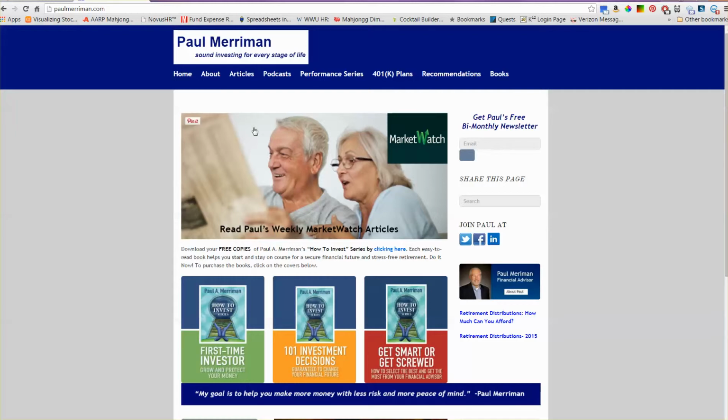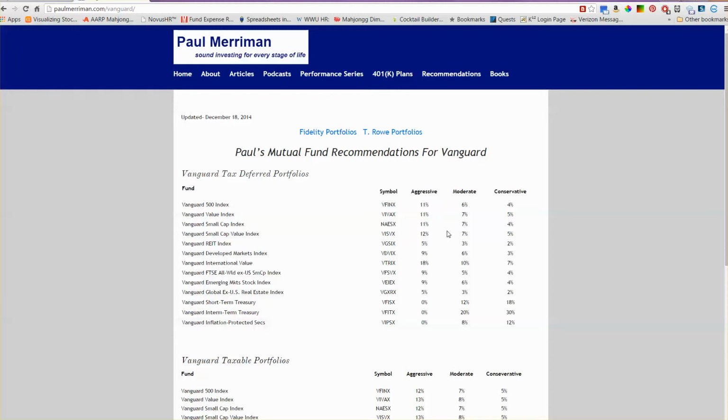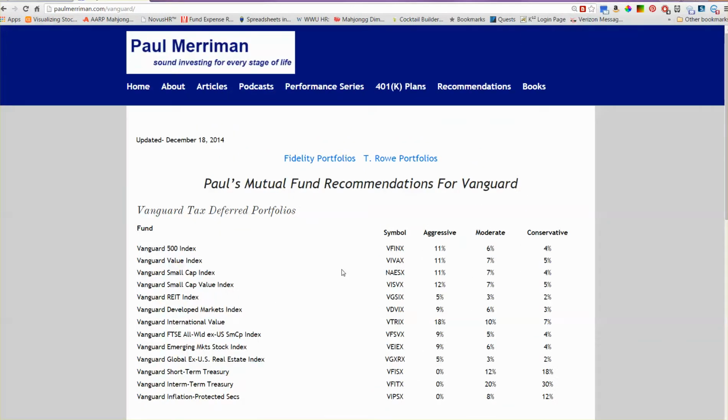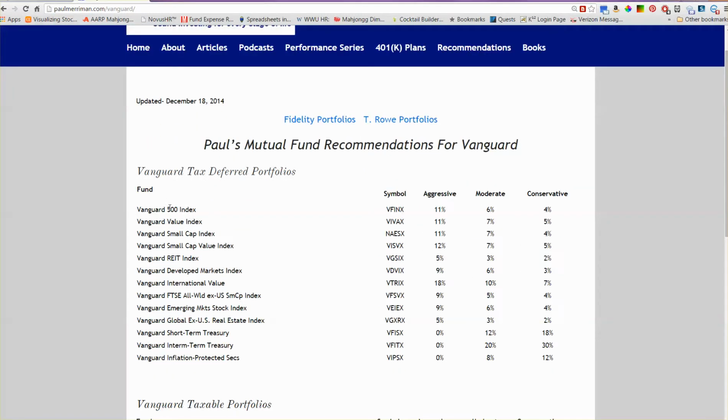So he writes on this website called Market Watch, and what he has done is for different investment companies, so far he only has three, but I think he's working on adding more, he has generated some recommendations for how you should allocate your assets across different index mutual funds, depending on whether you're an aggressive investor, a moderate investor, or conservative investor.